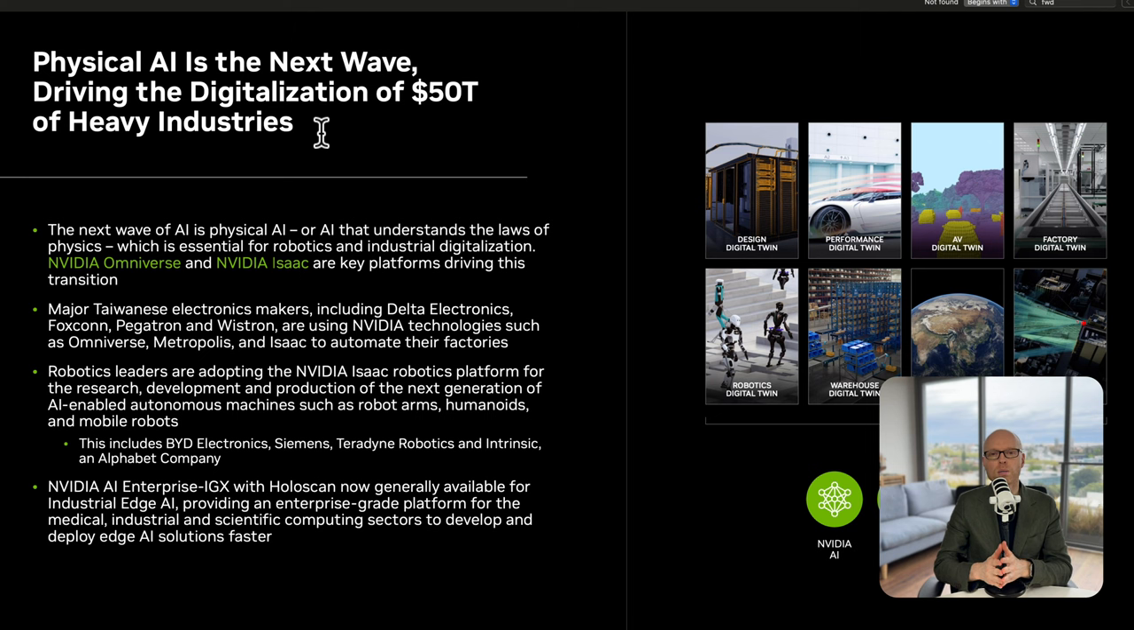Now, if you remember, we spoke about a $1 trillion opportunity derived from Gen AI. This is a screenshot from a recent investor presentation by Nvidia. And they say physical AI is the next wave, driving the digitalization of $50 trillion of heavy industries. So this opportunity is multiple times bigger than what we experience at the moment. Therefore, ask yourself, is Nvidia undervalued or overvalued? Is it likely to stop growing or not? And it just gives me another reason why I should be bullish on Nvidia.